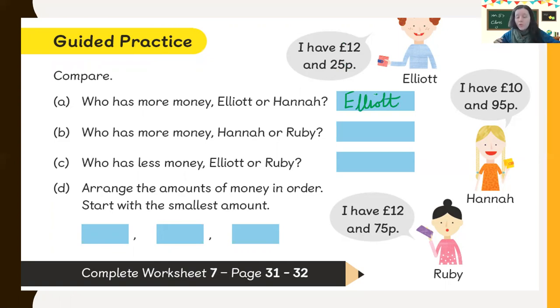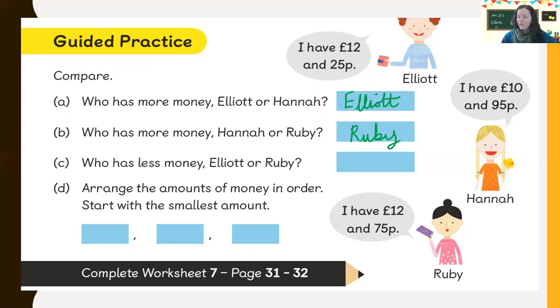Who has more money, Hannah or Ruby? Hannah has £10.95. Ruby has £12.75. Who has more money? I'm hoping you said Ruby, because she has £12 and Hannah only has £10. Who has less money, Elliot or Ruby?